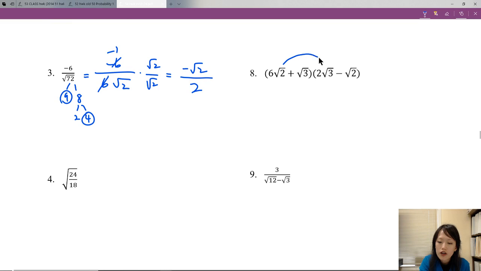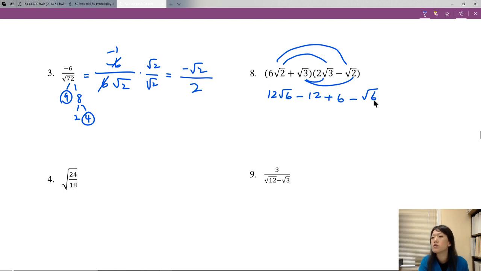So first to first. So 12 times, root 2 times root 3 is root 6. So 12 root 6. Outside, it's 2 times 6, right? So it's negative 12. Inside, 2 times 3, which is 6. Last to last, negative root 6. Combine the like terms. The root 6's are like terms. So it's 12 minus 1, which is 11 of root 6. Negative 12 plus 6 is negative 6.